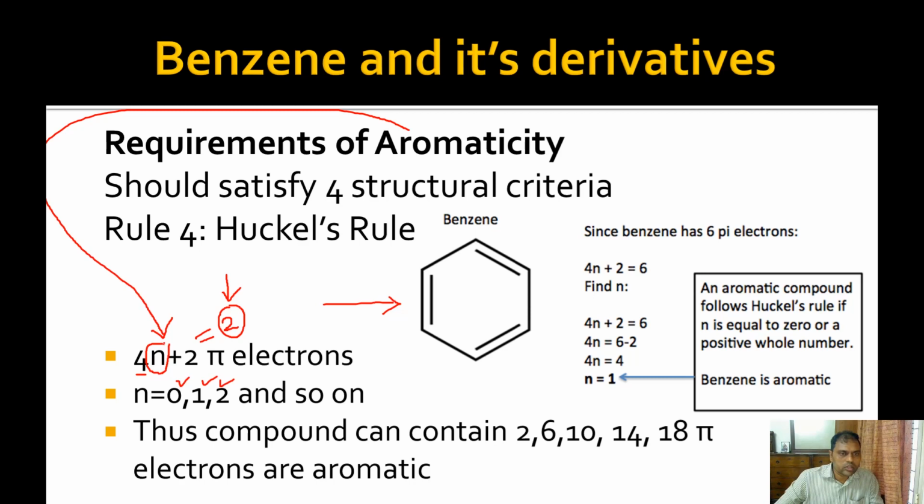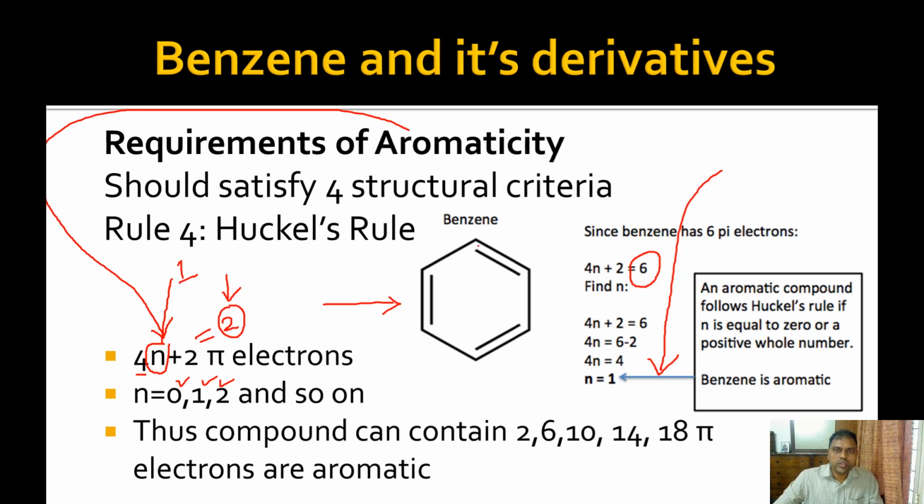Let's put this n as 1. Let's see what will happen. If we put n equals 1, that is 4 into 1, that is 4, plus 2, that is 6. So total is 6. We are going to get 6 electrons. If any compound has 6 electrons, while fulfilling all the other previous rules, then it is going to be aromatic.